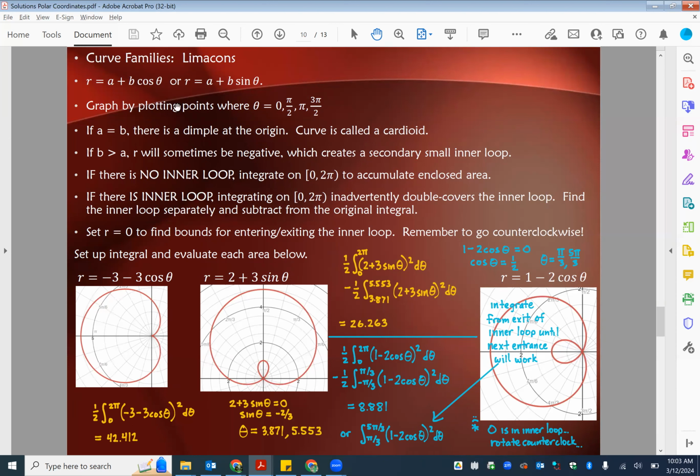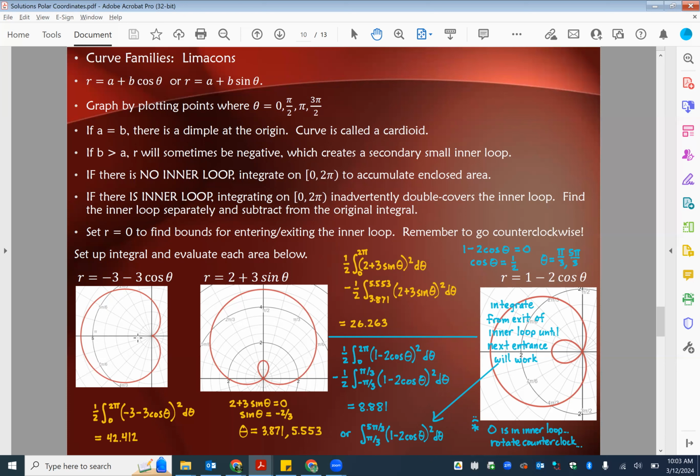So these things are called limaçons, but if a and b, these two constants in the formula, are equal to each other, you'll end up with something like this bottom left graph with a dimple at the origin, and we tend to call these cardioids. The thought process being that it looks somewhat like a heart, right?